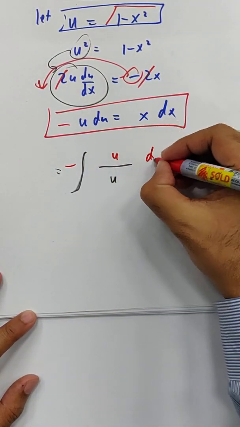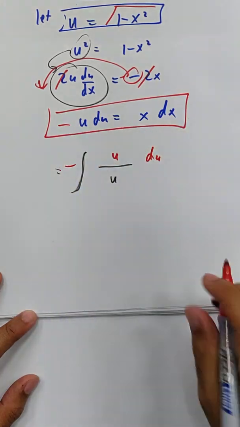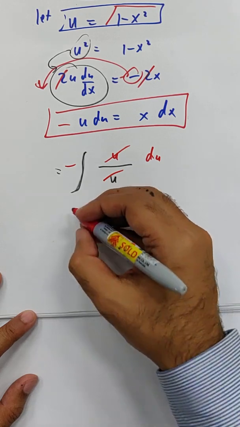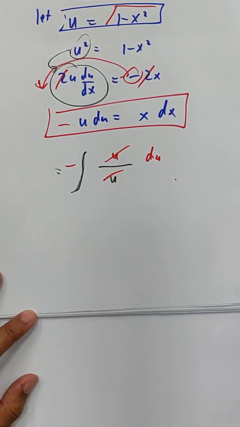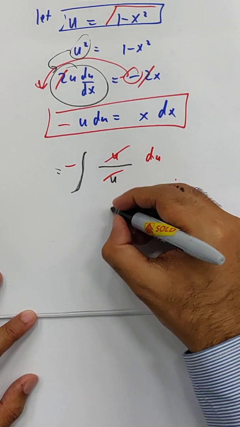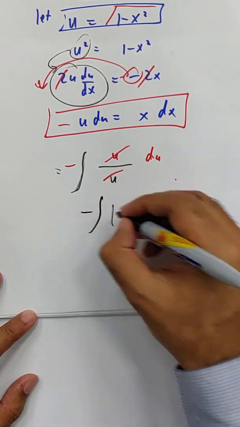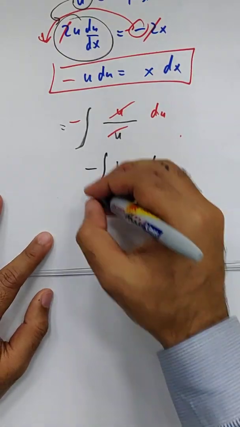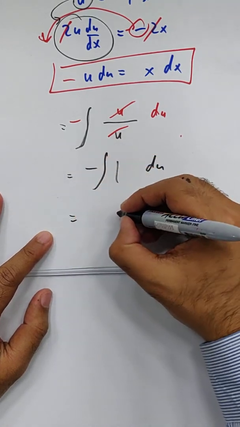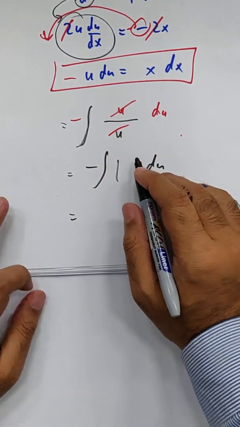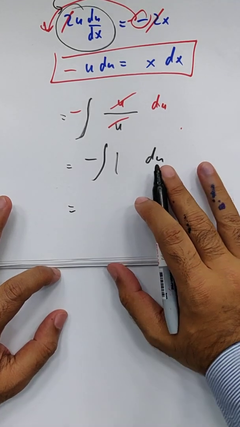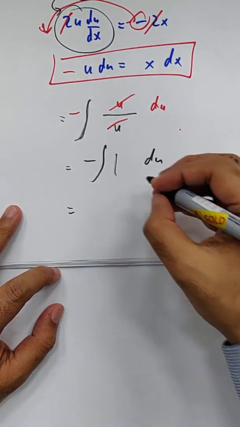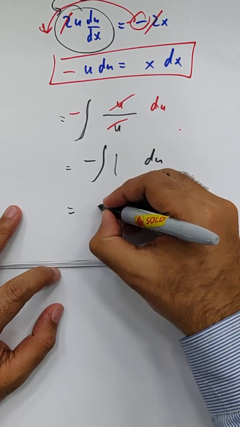Negative u du. Negative is a constant, just pull it out. u over u. So I get myself 1 du, negative. Integrate 1. Integrate 1, what do you get? u or x? u. Why u? Why not x? Because it's du over here. Okay, make sure you write things correctly.